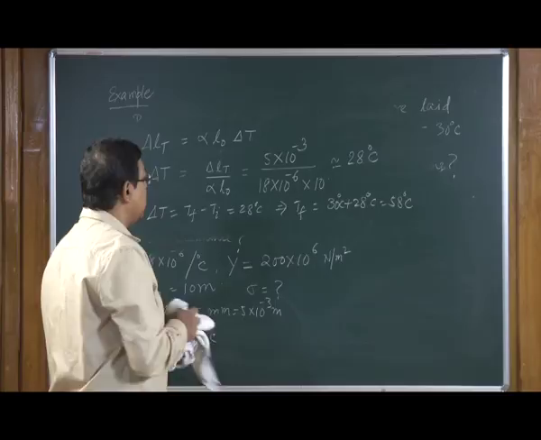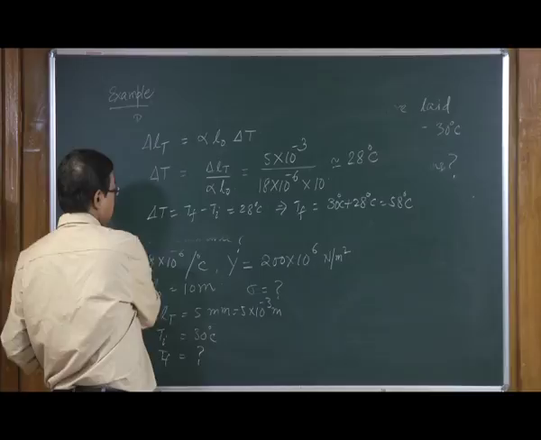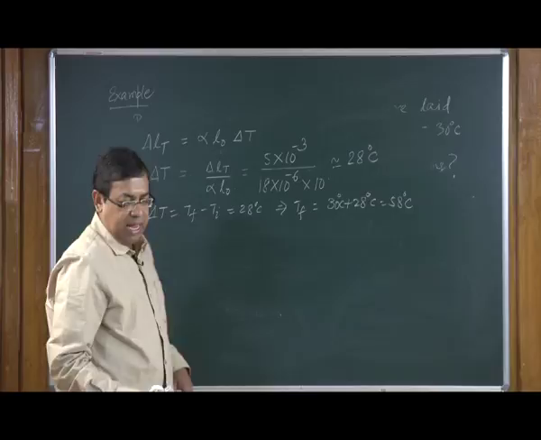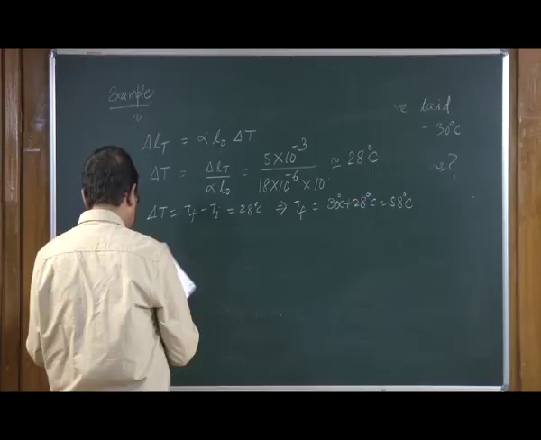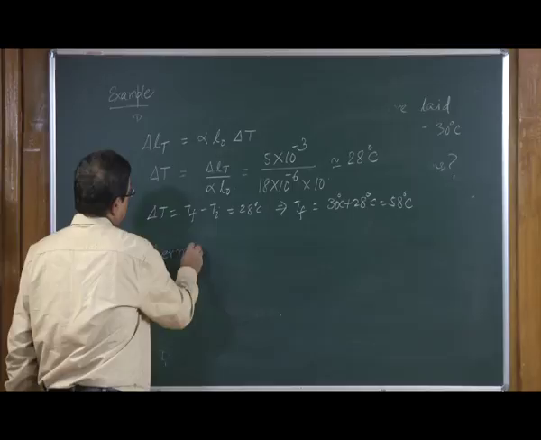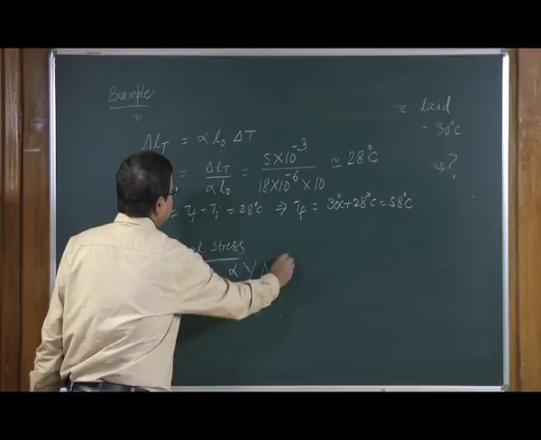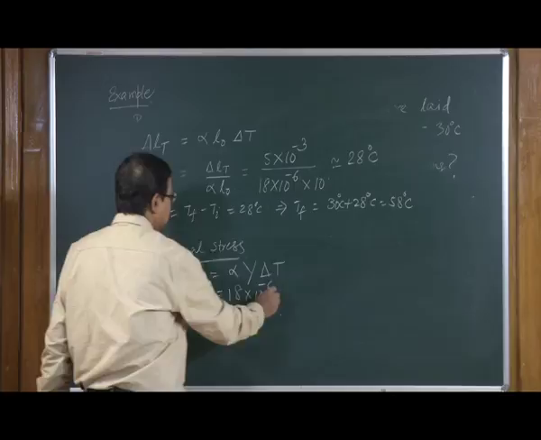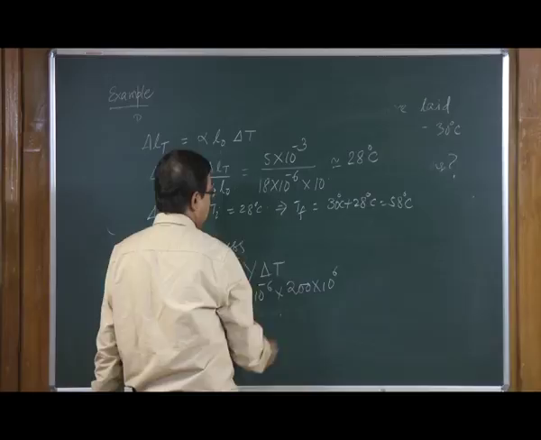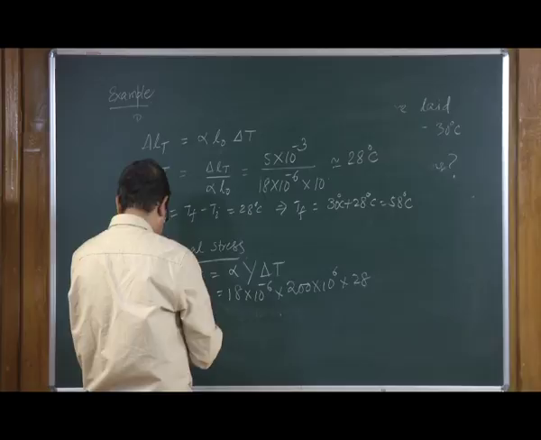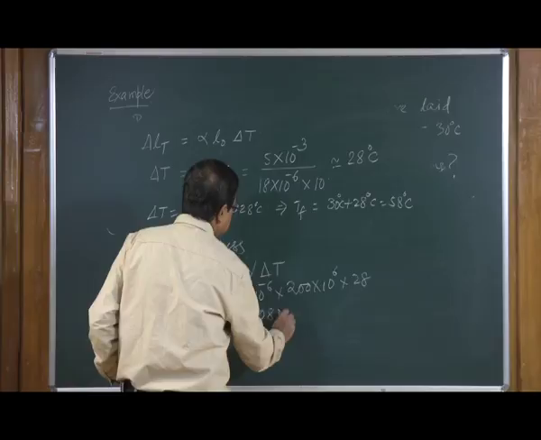So, let us see the next part of the problem, which is about calculation of the thermal stress. As we understand, the thermal stress is computed as sigma equal to alpha Y delta T, alpha being 18 into 10 to the power minus 6, Y is 200 into 10 to the power 6, and delta T is 28. So when you put everything together, it comes out as 1008 Newton per meter square.